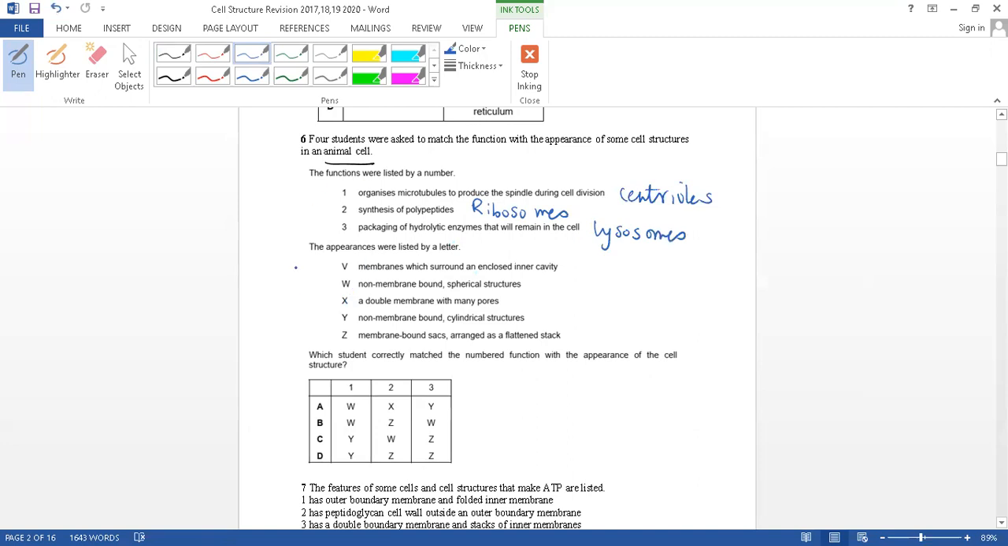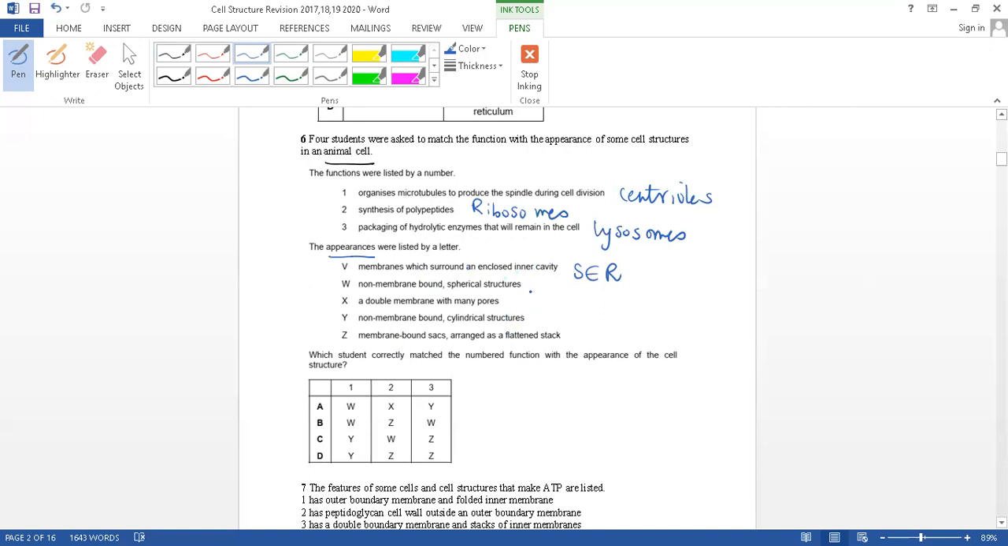Now we have to match them with their appearance. So membranes which surround an enclosed inner cavity, that is the description of which structure? Enclosed cavity, smooth endoplasmic reticulum. Membrane which surround an enclosed inner cavity, we discussed it. That is always a description of smooth endoplasmic reticulum. Membranous structure which surrounds cavities. So that's smooth endoplasmic reticulum.